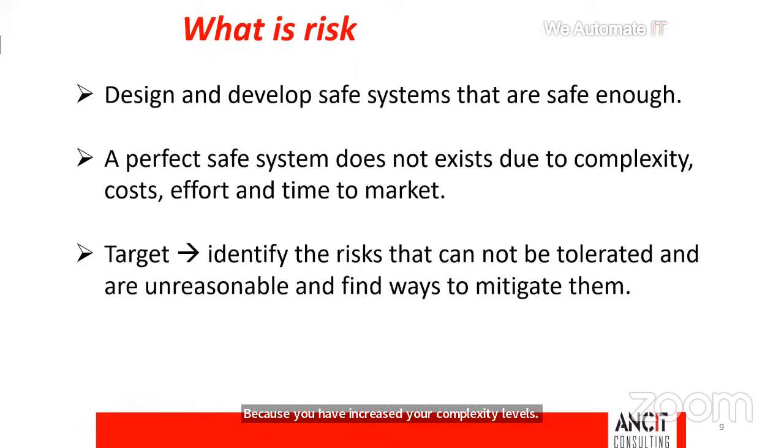And now, what is the target? The target is to identify the risk that cannot be tolerated. Sometimes a risk can occur that can be tolerated, meaning you can accept that harm, for example small minor injuries. But if a very major risk is associated with the product, that cannot be tolerated, and it is unreasonable. If it happens, we need to find ways to mitigate it. Mitigate means to make the severity less. So we have to reduce the severity of the risk.